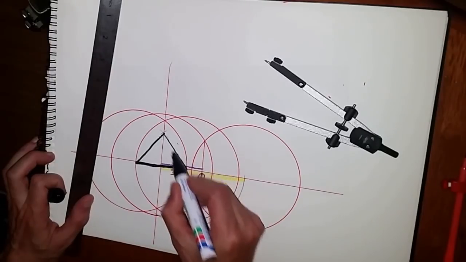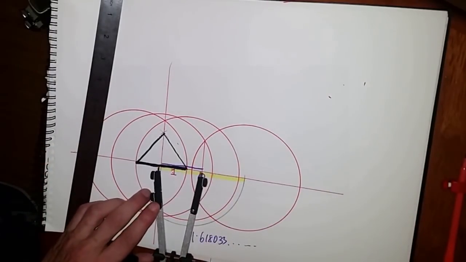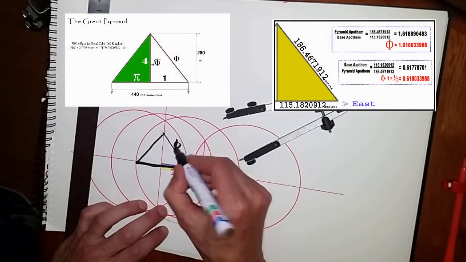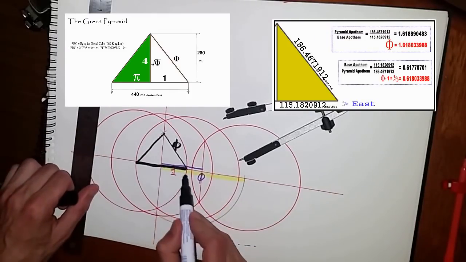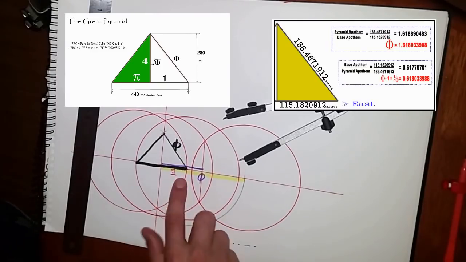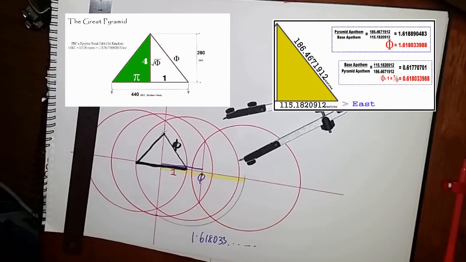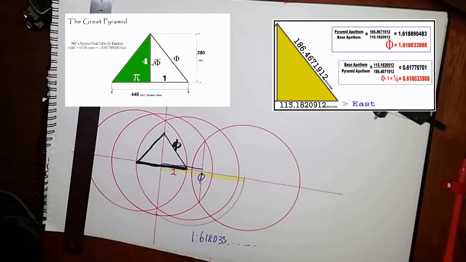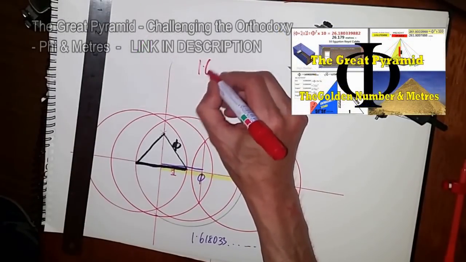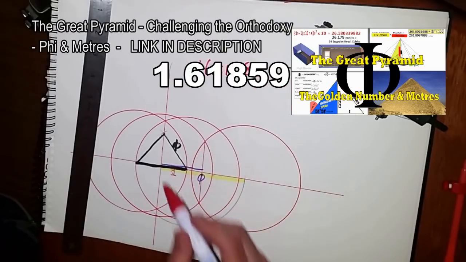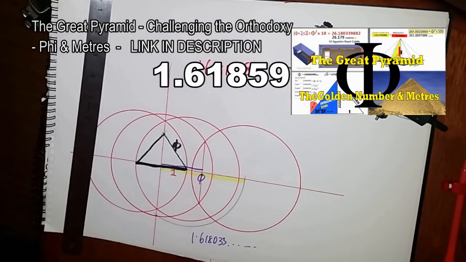Because if this is 1, therefore you set the compass to phi. There we have the slope of the Great Pyramid, which is at a ratio of phi to the half base. So now we have the Great Pyramid at 1 to phi. Using the idealized measurements of 440 base, 280 height, that proportion is 1.61859.